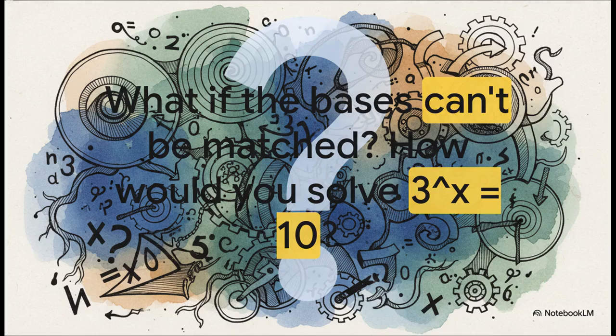So, you've now mastered this fantastic shortcut for when you can get the bases to match up. But that leads to a really interesting final question. What happens when you just can't? How in the world would you solve for x in an equation like 3 to the power of x equals 10? There's no simple common base there. And that, well, that's a challenge for another time.